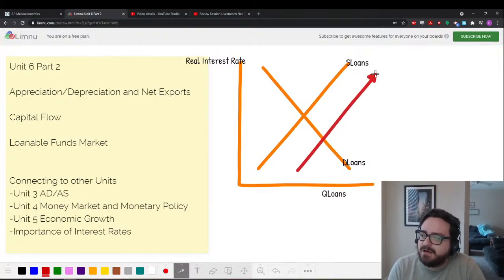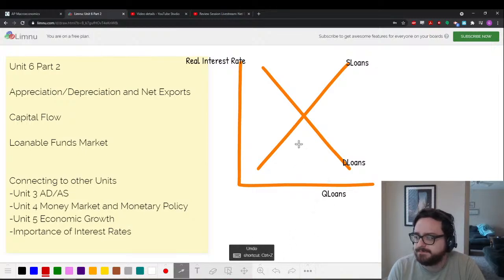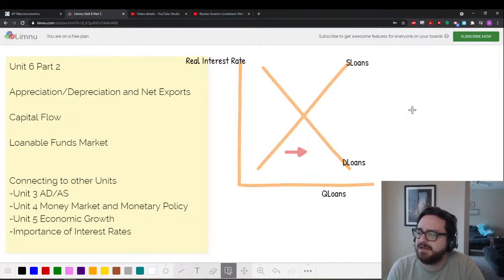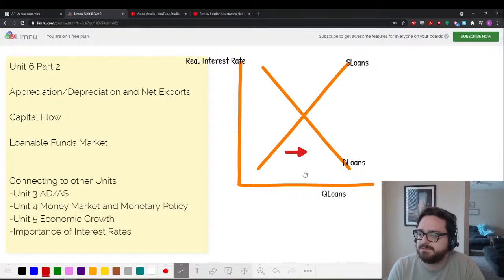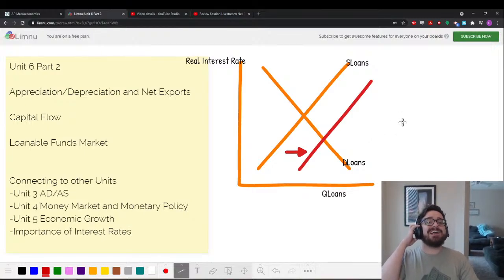oh, that shouldn't be an arrow, oopsie daisy. There we go. A higher supply of loans. Oh God, please no. There we go. That's why I don't like typing, because it always treats it as a subject. That would give me a higher supply of loans.